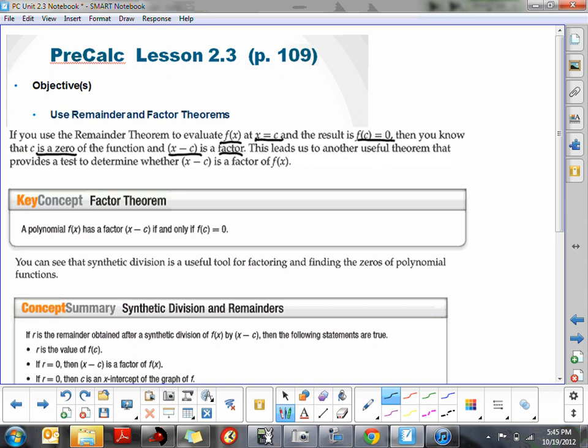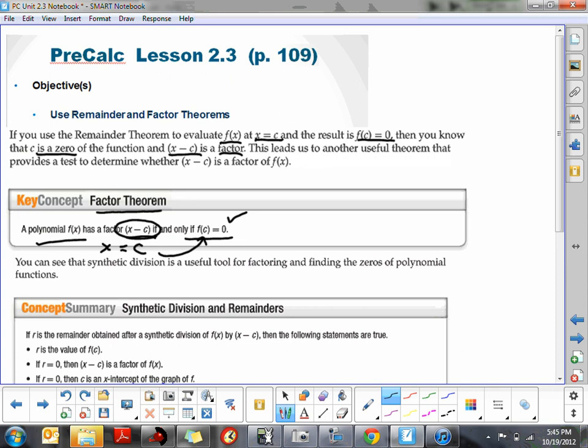So the key concept here is the factor theorem. It says a polynomial f at x has a factor of x minus c if and only if f at c equals 0. So if we think that x minus c is a factor, then we can put its related 0 into the function, and if this related 0 gives us an answer of 0, it tells us an input that will create an output of 0. Therefore, there's where the name comes from, we've just found the 0 of the function. We've found the input that will create an output of 0. So that's our key concept from the factor theorem.